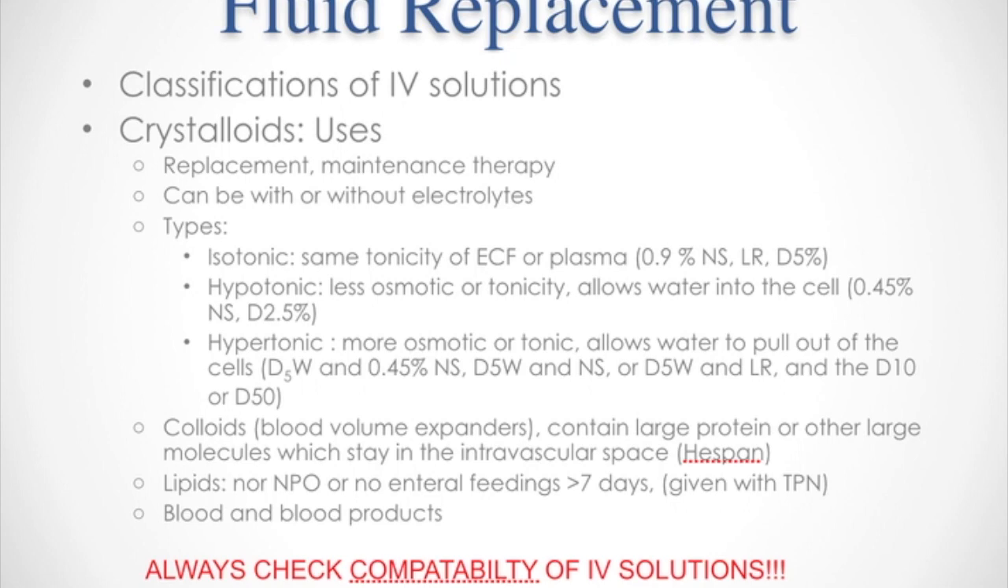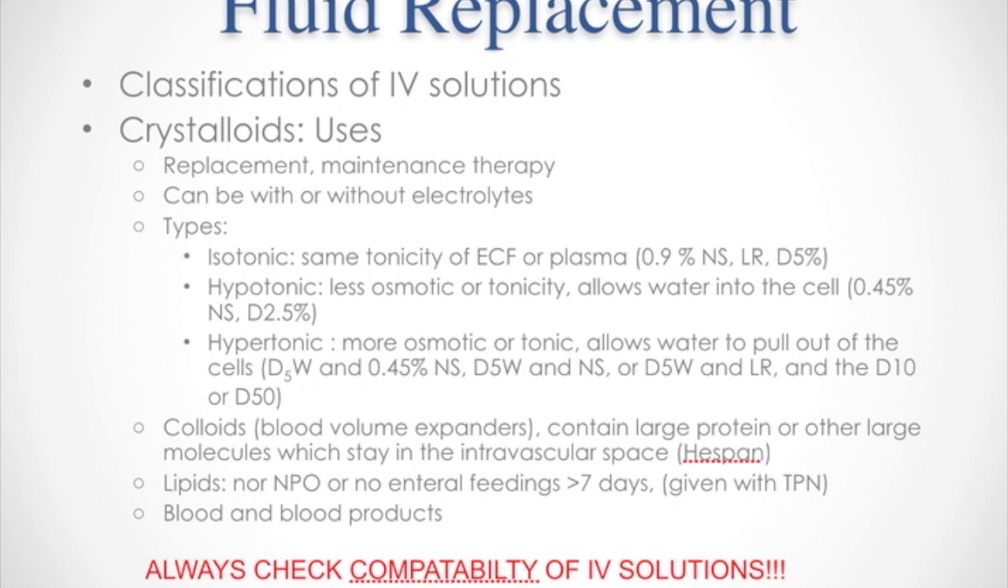There are different types, and this is an important concept that you understand. The first is isotonic, and that is the same tonicity as the extracellular fluid or plasma. Examples of that are normal saline, lactated Ringer's, and 5% dextrose. Then there are hypotonic solutions, which are less osmotic or lower tonicity, and that is going to allow water to move into the body cells. Examples of that would be 1/2 normal saline or 2.5 dextrose.